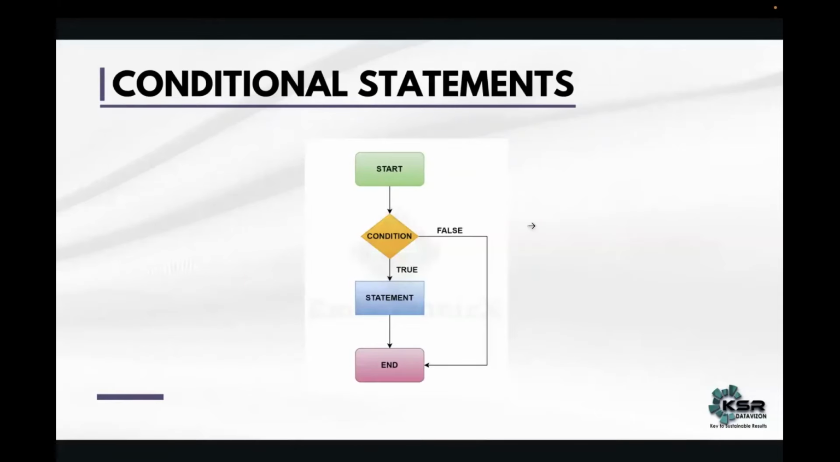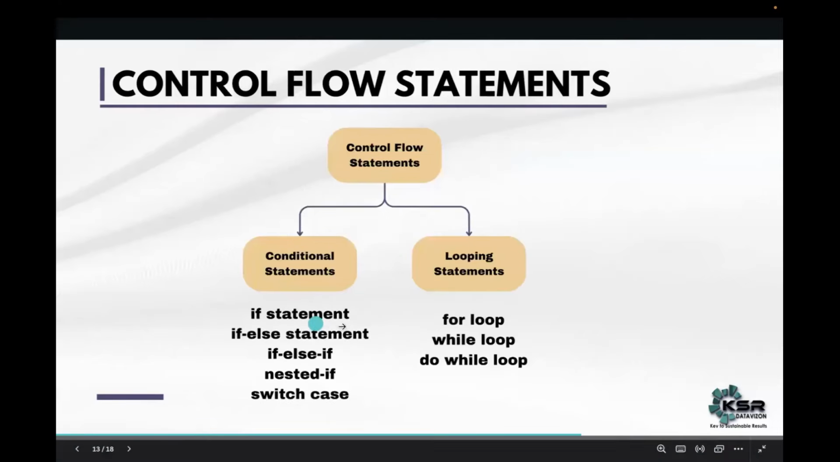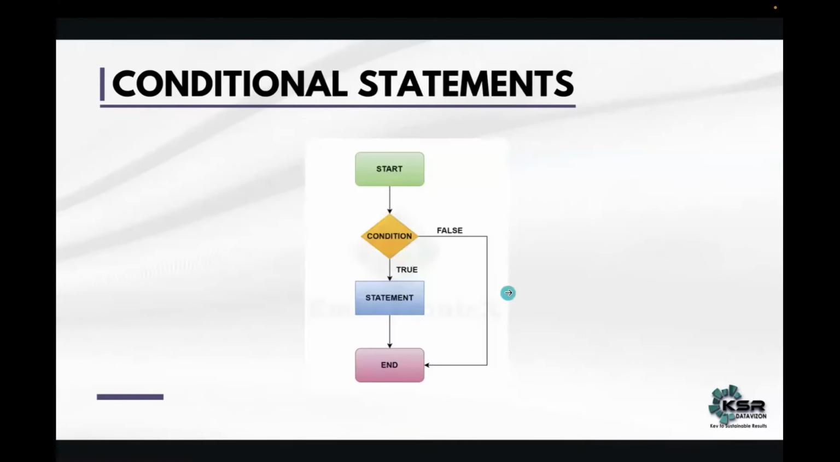So how is the flow of the program important here? Let's say the main function is starting. You can have some condition: if age is greater than 60. If it is true, then execute some statement. If it is false, then it is just the end of the program. Nothing will happen. So this is one conditional statement, like the if statement which we are seeing.